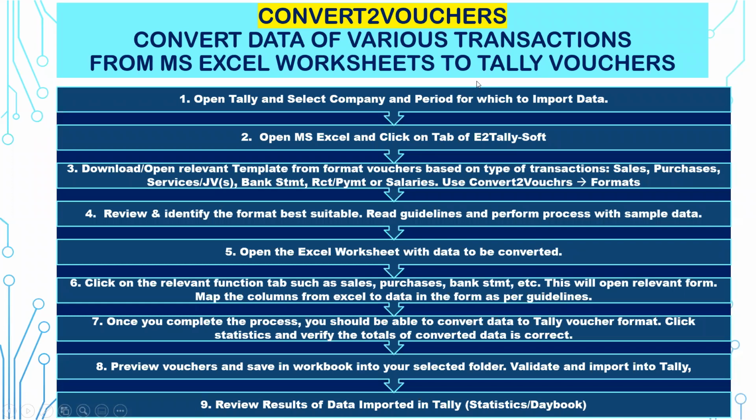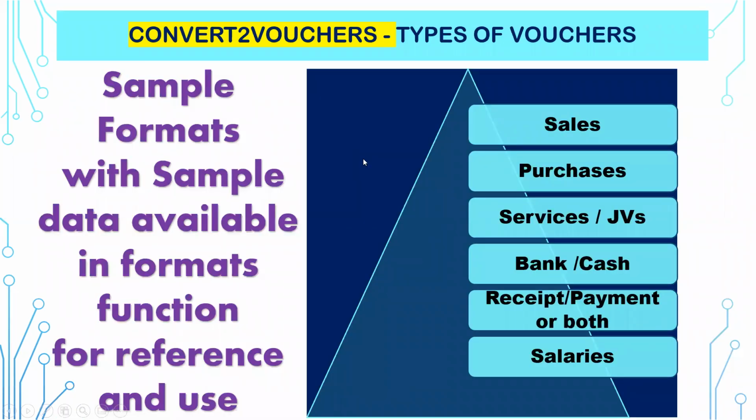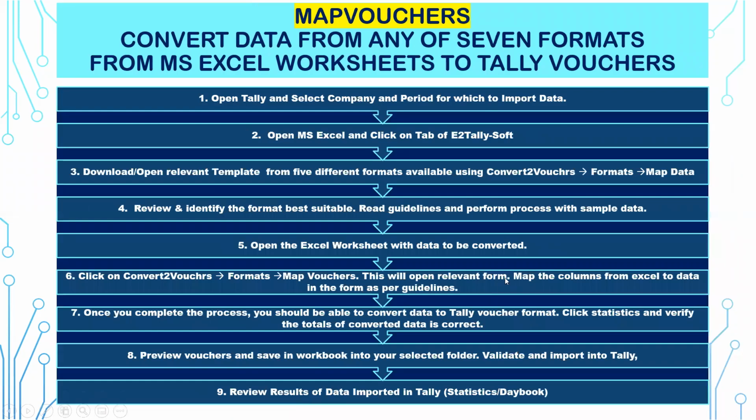We also have the convert to voucher option. I'll be giving you a demo of multiple options of this. Here also, depending on the type of data available, use the relevant format of the data and the relevant function to import or convert the data. So what is it that you can convert? You have the option to convert sales, purchases, services or JVs, bank or cash, receipt to payment, or even salaries. In E2TallySoft, I think salaries is not available, only in E2TallySoft Pro.